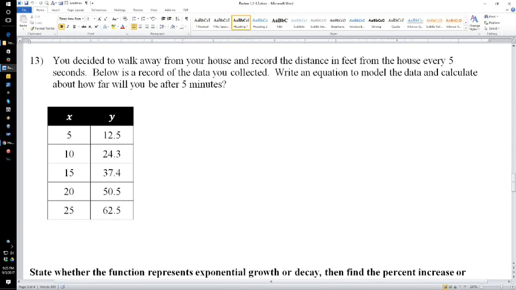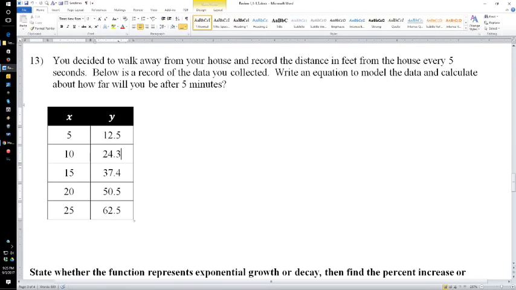All right, you decided to walk away from your house and record the distance in feet from the house every 5 seconds. Below is a record of data you collected. Write an equation to model the data and calculate about how far you'd be after 5 minutes. Well, I'm just going to start by dividing real quick.